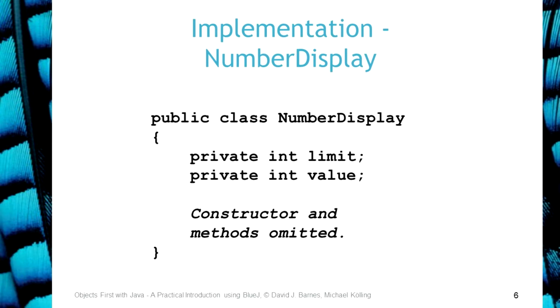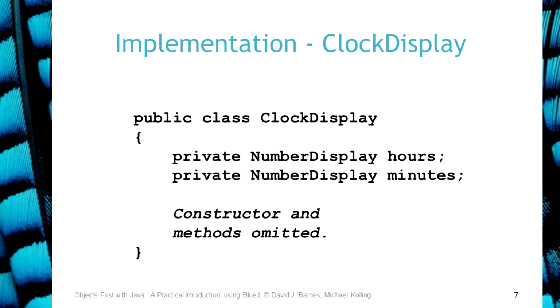Each of the number displays would be a field in the ClockDisplay. And here we can make use of a detail that we've not mentioned before. That is, classes define types. When we discussed fields in Chapter 2, we said that the word private in the field declaration is followed by a type and a name for that field. But here, we use the class NumberDisplay as the type for the fields named hours and minutes. And this shows that class names can be used as types.